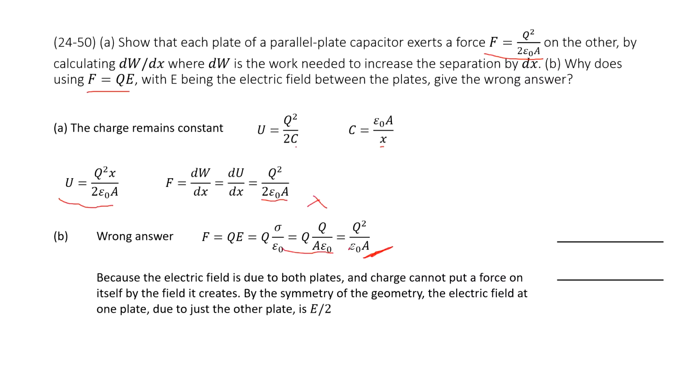Why is it wrong? You can see the electric field between the two plates of this capacitor is produced by both plates, right? So the charge cannot put a force on itself by the field it created. Do you agree? By mirror symmetry, the electric field at one plate due to just the other one is just E over 2, right? So if you replace E with E over 2, you divide by 2, and it works. Right? Thank you.